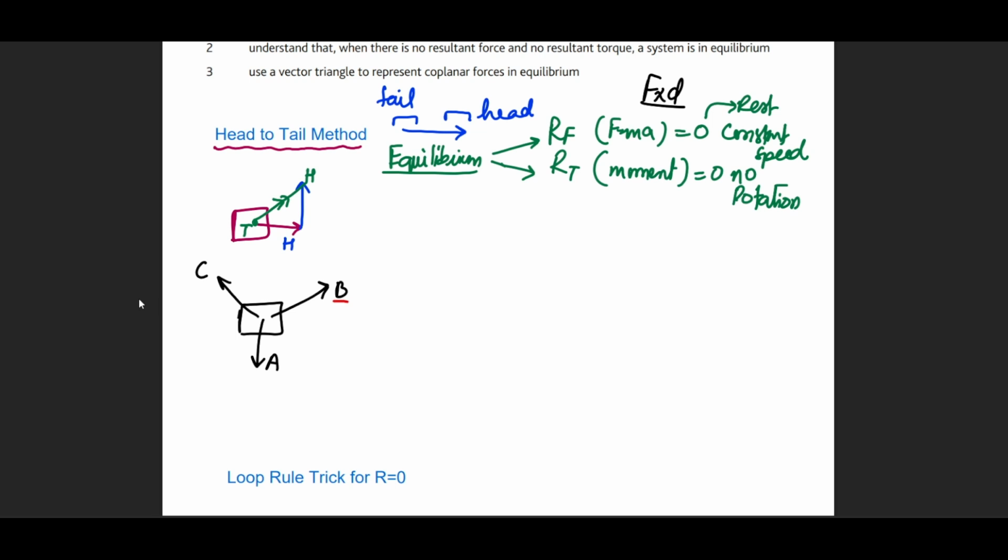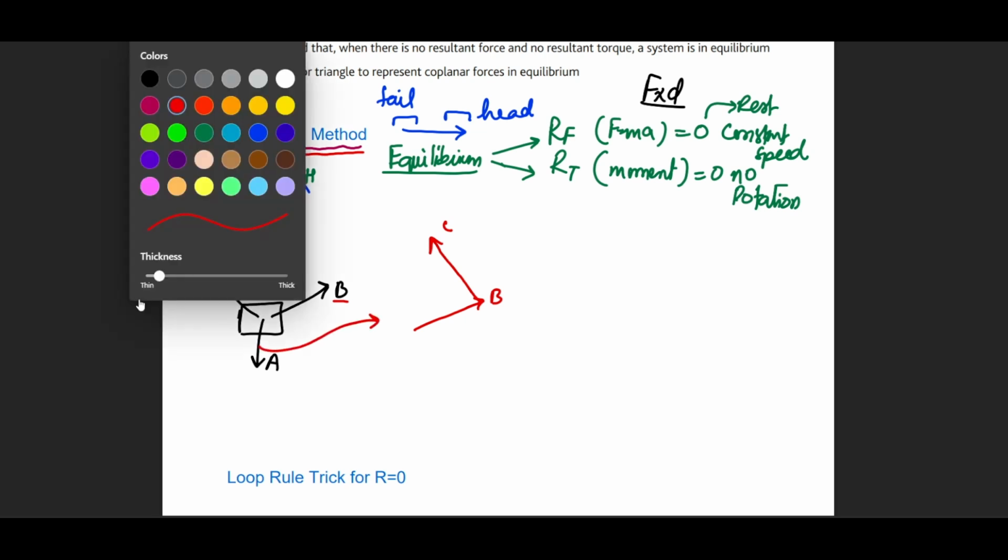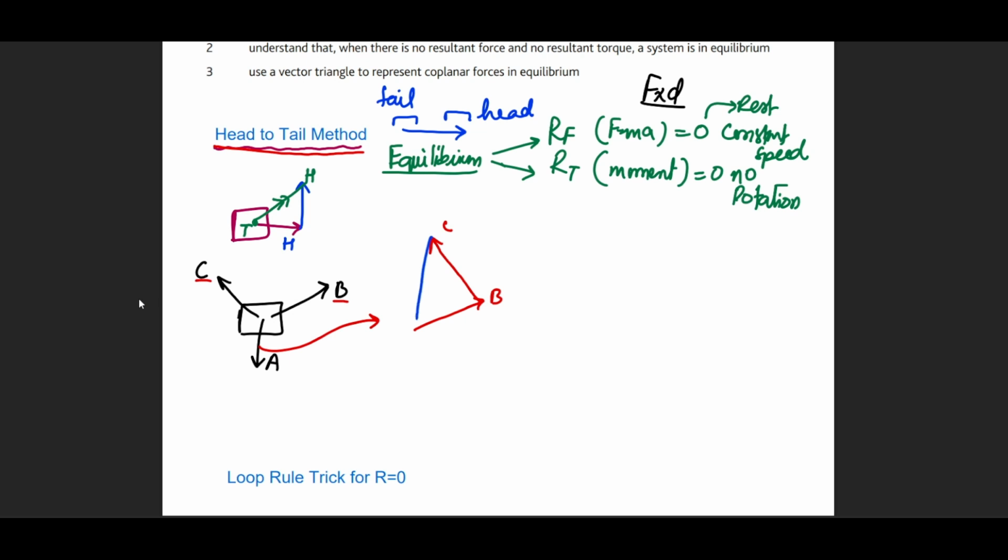So let's say I start with B. So let's replace B according to the direction that is given in the question, then replace C. Again, by the head-to-tail method, this idea stays. Then the C looks like this, for example. And then when you replace A into the situation, you realize that this A, when connected, is actually in the same direction as represented in the diagram. If this is the case, then most definitely the system is in equilibrium and the resultant force or the resultant torque on the system is 0.